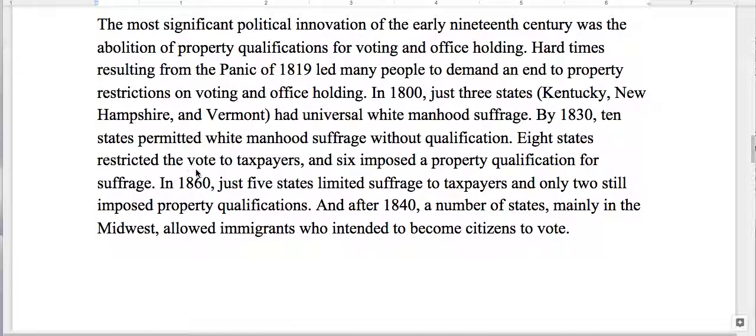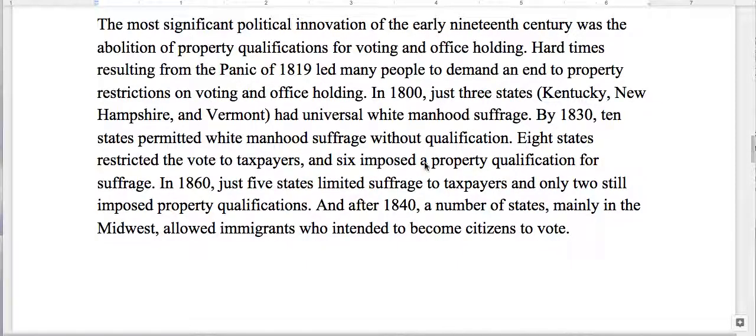8 states restricted the vote to taxpayers, and 6 imposed a property qualification for suffrage. In 1860, just 5 states limited suffrage to taxpayers, and only 2 still imposed property qualifications. And after 1840, a number of states, mainly in the Midwest, allowed immigrants who intended to become citizens to vote.